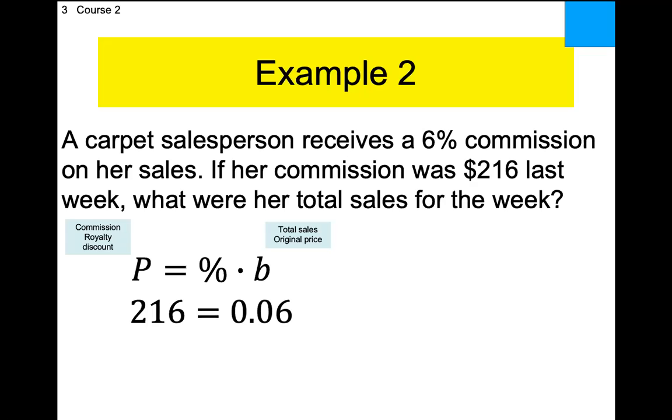So the only thing we don't know is the B. That's the total sales. What were her total sales? So that's what we don't know for total sales. So we grab our calculators and we get to the answer pretty easy. What's the answer? 3,600.